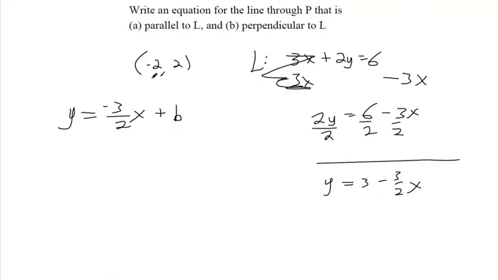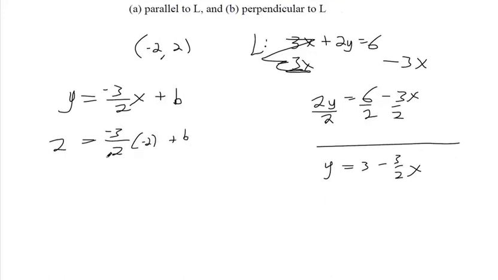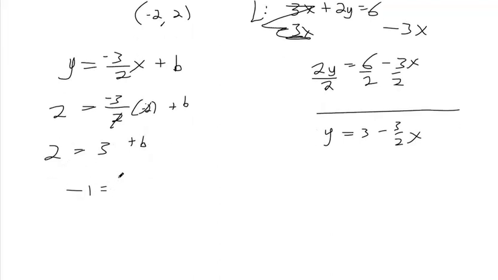So to find out what that b is, you got to plug in negative 2 for x and 2 for y. Okay, and then if you do negative 3 halves times negative 2, the 2's cross cancel, and a negative times a negative makes a positive 3. Then to finish getting b by itself, we subtract 3 from both sides, so negative 1 is b.